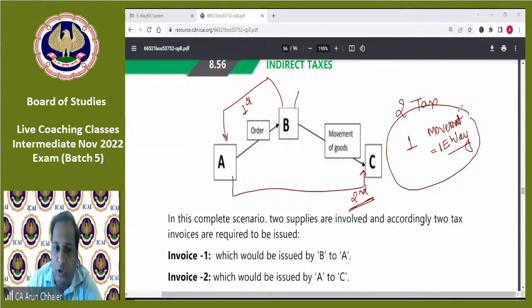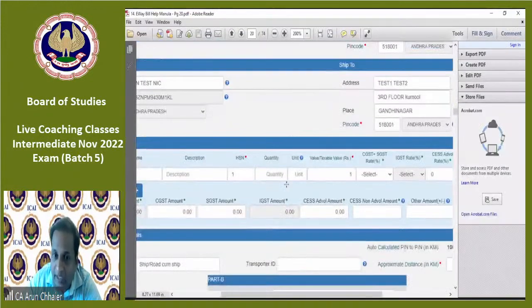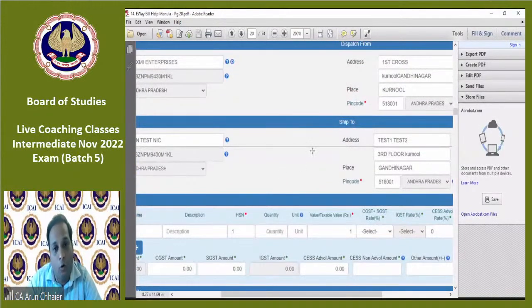In case of the bill to ship to model, two supplies are involved, and accordingly there are two tax invoices, by B to A and A to C. But for the purpose of generating the e-way bill, the movement will be considered because there is only one movement. So the e-way bill would be only one.